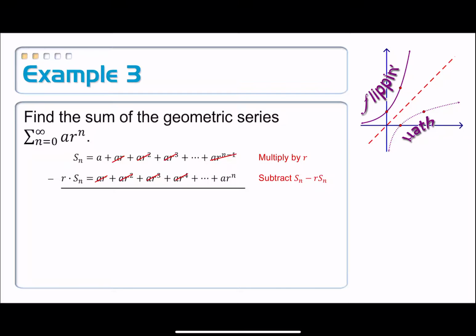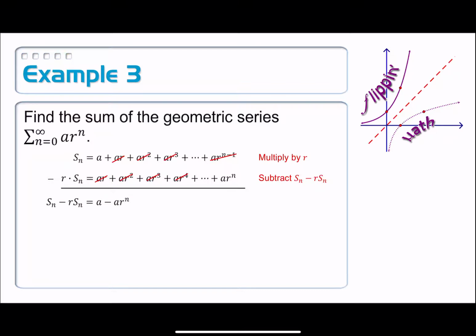Everything's going to cancel except for the first term, a, and the last one, which is a times r to the nth power. Remember that on the second line, it's r to the nth power because we multiplied it by r. When I multiply this term by r, it would be r to the n minus 1 times r to the first power. You add those exponents and you just get r to the nth power. Okay, we're going to subtract those, and here's what the sum turns out to be.